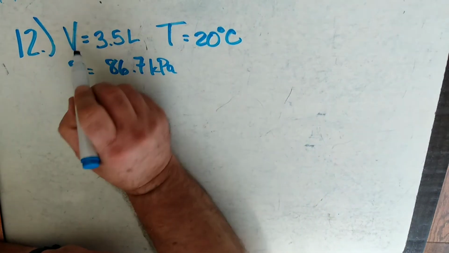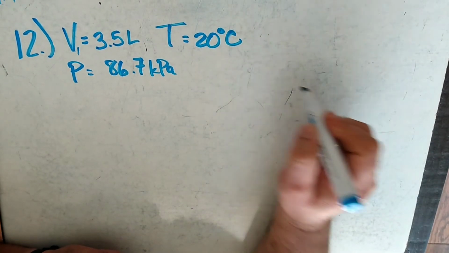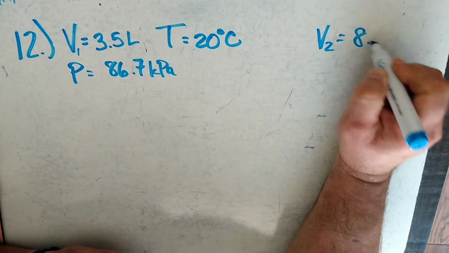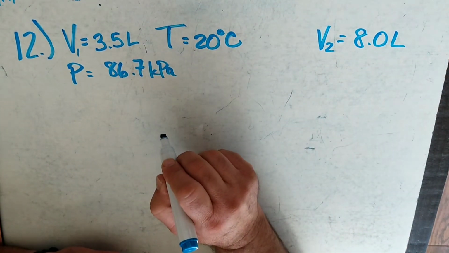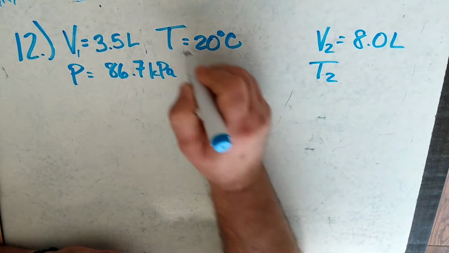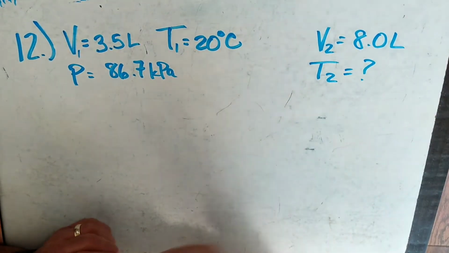Interesting. So this is going to have to be volume 1, and this is going to be volume 2. Volume 2 was 8.0 liters. What is the final temperature? Oh, so we got a final temperature. So that must be a T2. Final temperature is a question mark.